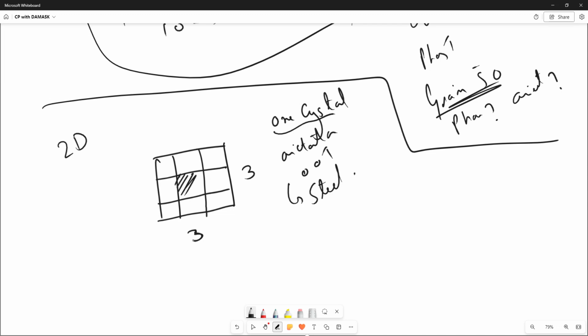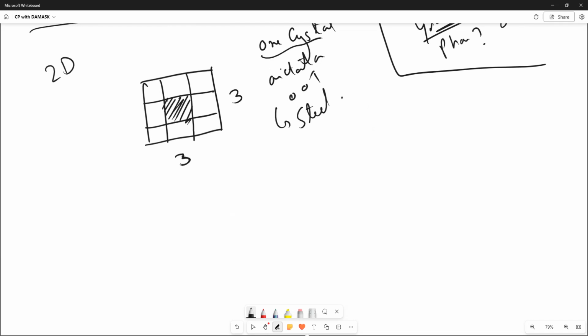And this point is cementite, and it has orientation 111. Okay, and now I have to tell this to Damask. No, we define it. Thomas, how will you do that? I got it. So the question is, how will you do this?